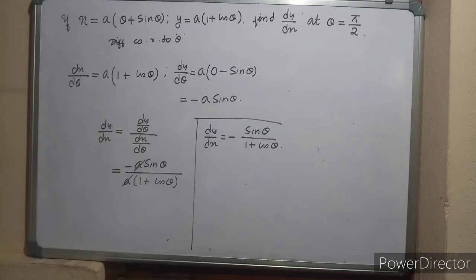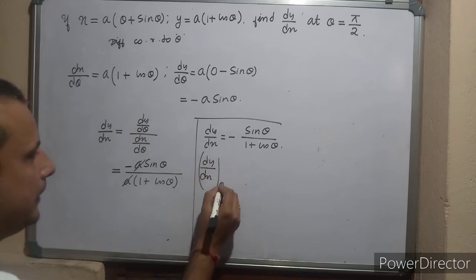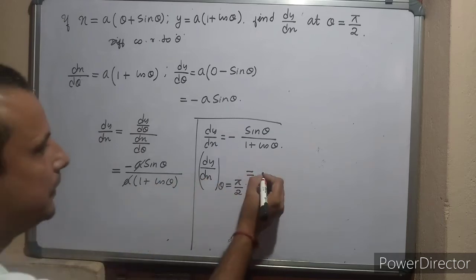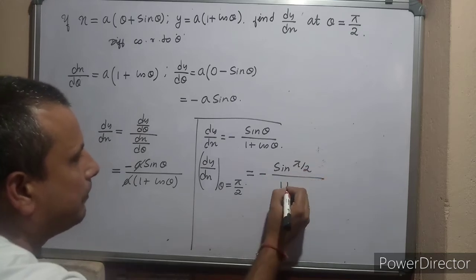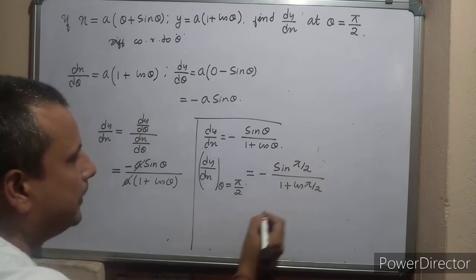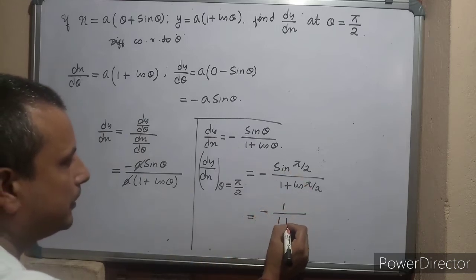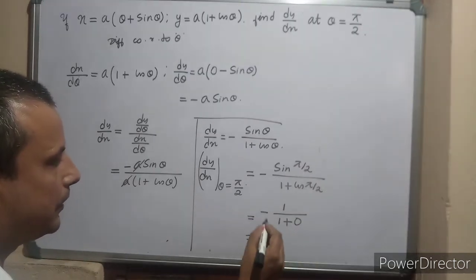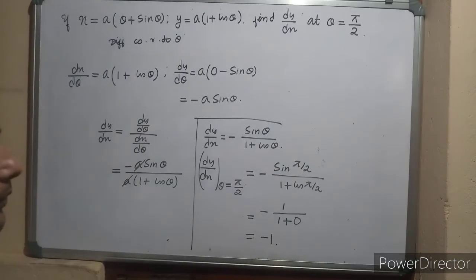But now we have to find dy by dx at theta equals pi by 2, so I'll substitute here. In the final answer, in place of theta, you have to write pi by 2. Minus sine pi by 2 over 1 plus cos pi by 2. Pi by 2 means 90 degrees. The value of sine 90 is 1, and cos 90 is 0. So 1 plus 0 is 1, and it is minus 1. So dy by dx at theta equals pi by 2 is minus 1.